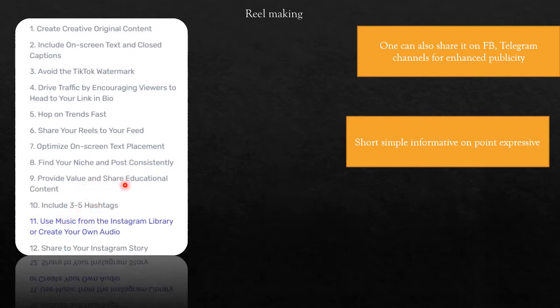Find your niche and post consistently. Yes, that is very, very important. Provide value and share educational content. Of course, the content that you're creating must have sense, must have logic, and must be proofread as well for the other viewers.